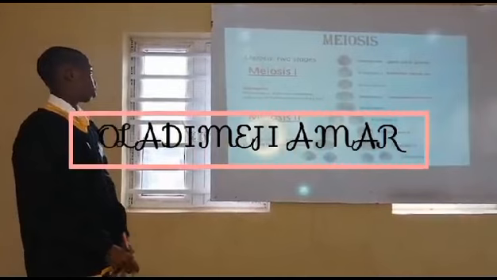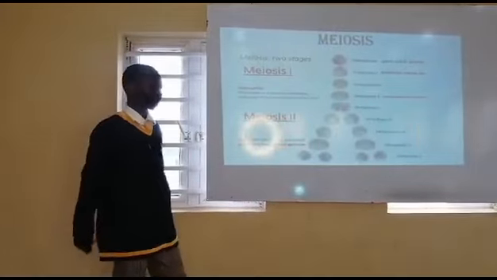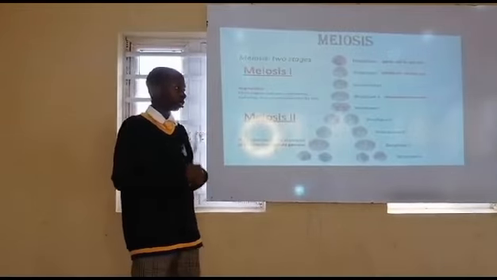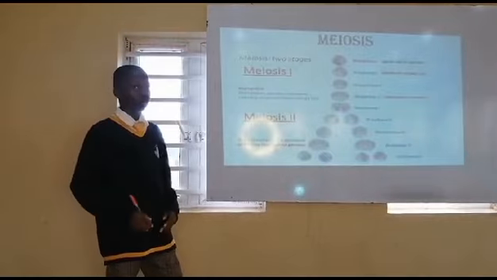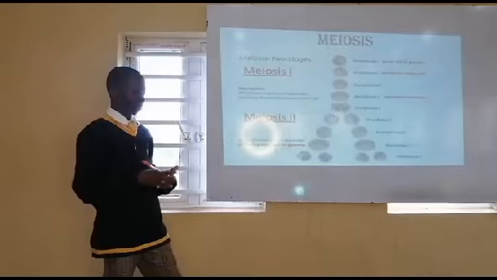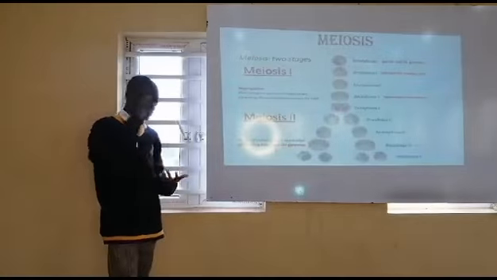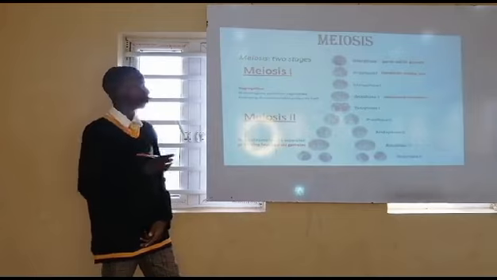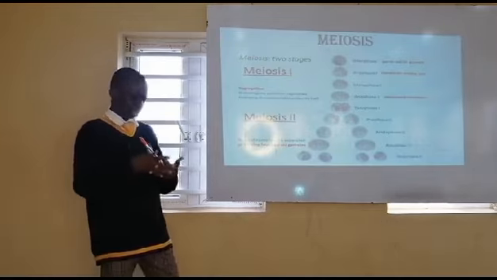I'm here to describe meiosis 1. As was said before me, there are two cell divisions, mitosis and meiosis. I'm here to discuss the second one, which is meiosis. Meiosis is a special type of cell division in which a single cell undergoes two rounds of cell division to form four haploid cells. Meiosis ensures genetic diversity.